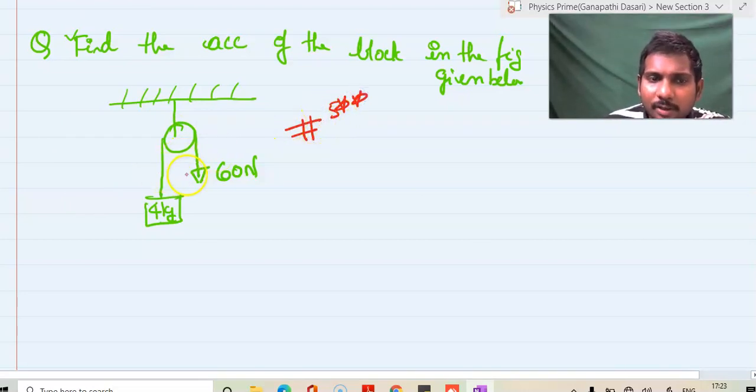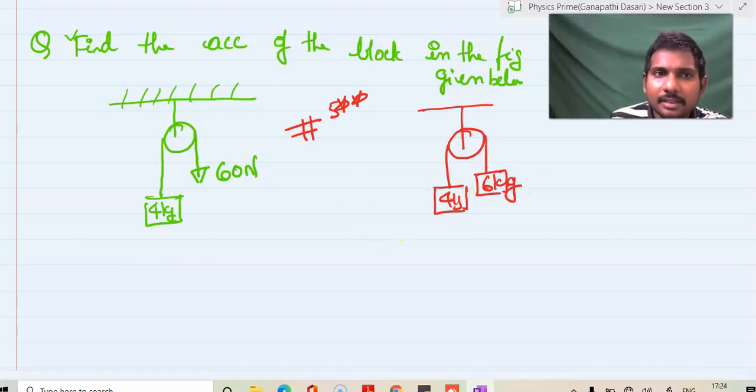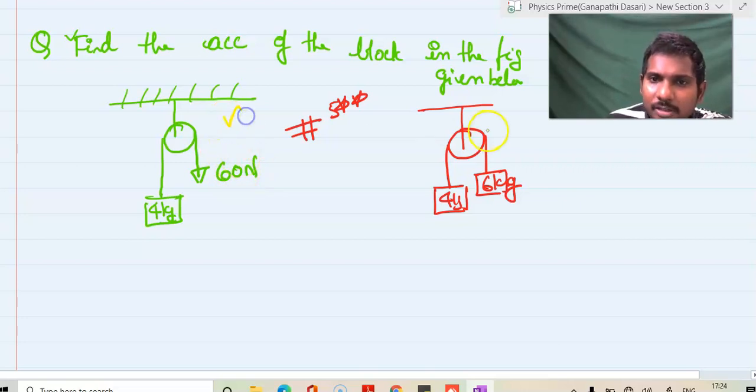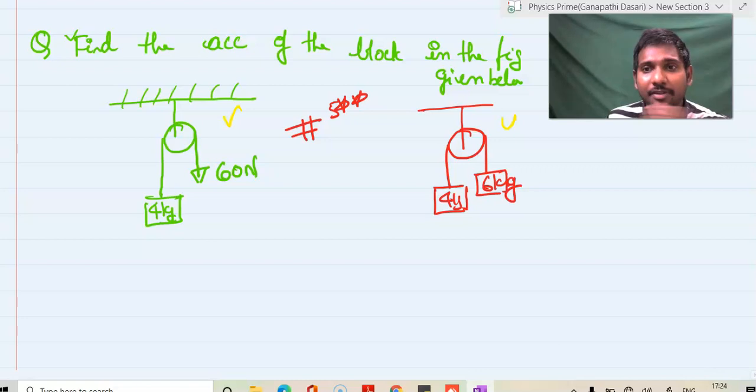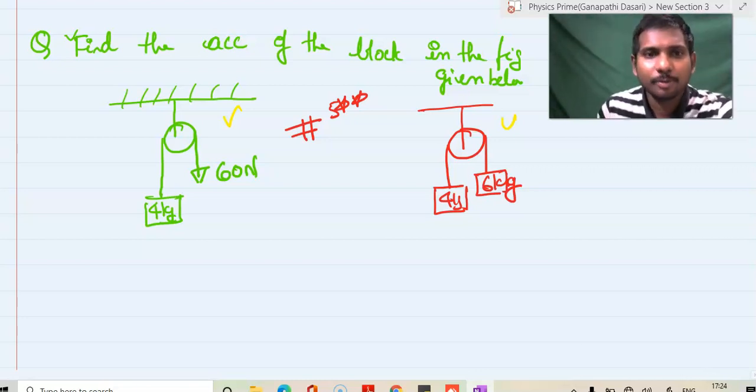Some students, this is another 5-star point to be noted. Some students consider this example to be like this, 4 kg and 6 kg. But in these both scenarios, the acceleration will be different. Let us see how it will be different from the thought out value by students.